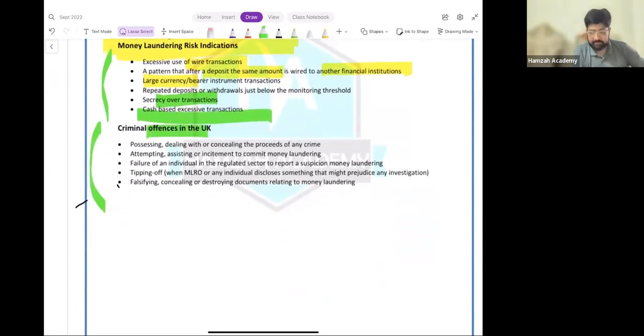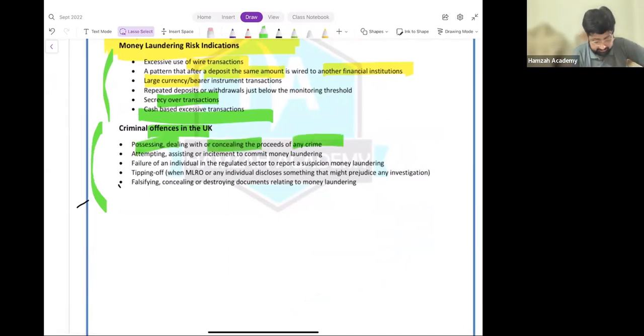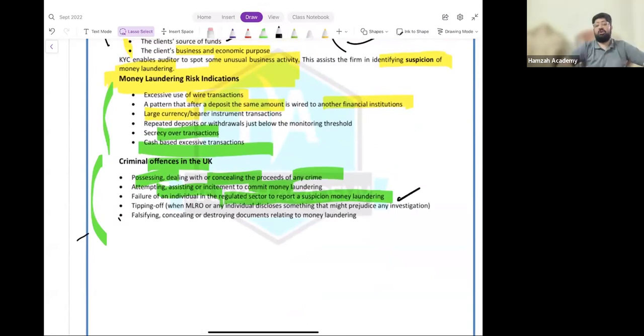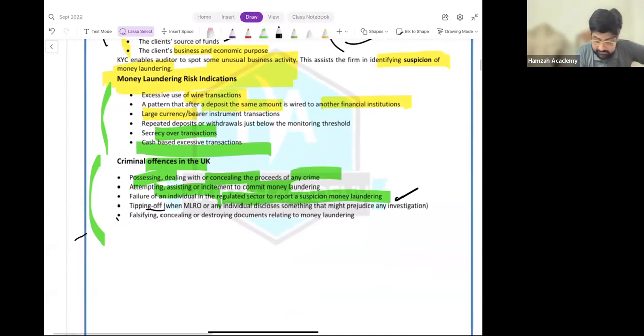Now, offenses in the UK. I have explained these things. Possessing, dealing in, or concealing the proceeds of crime. Helping anyone involved in money laundering. And failure to report, which is related to the auditor: if you do not report suspicion of money laundering and it is later proved, you will be tried. Tipping off: you tip the client that they may be investigated for money laundering, and they get careful. Destroying or falsifying documents to avoid a money laundering investigation.